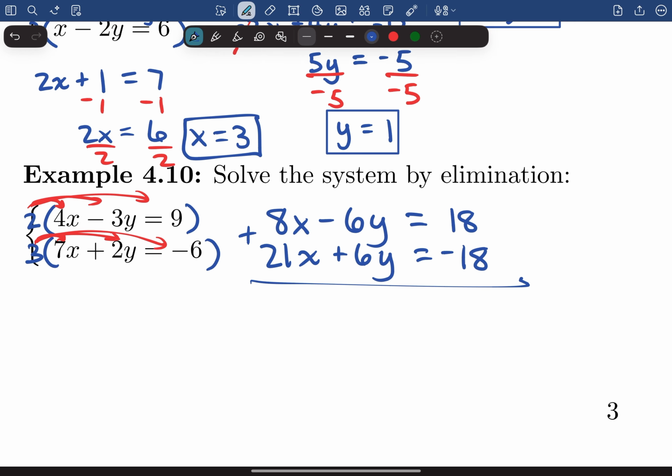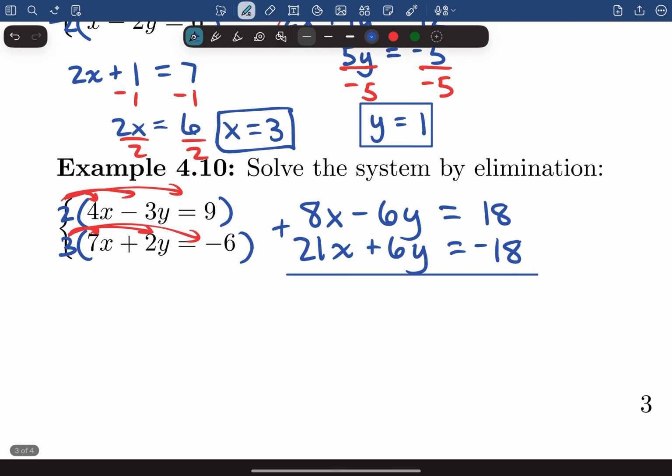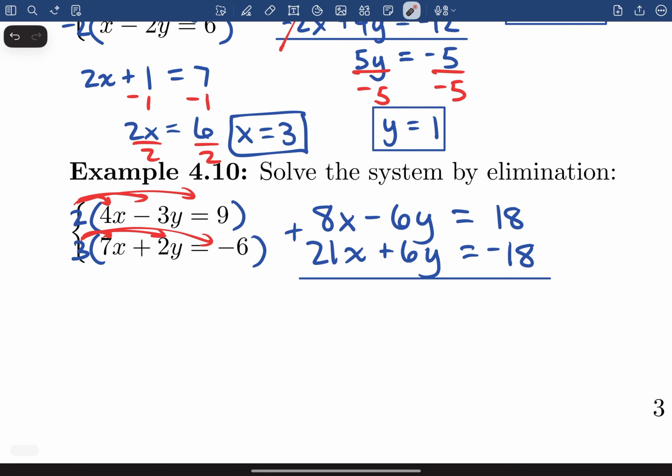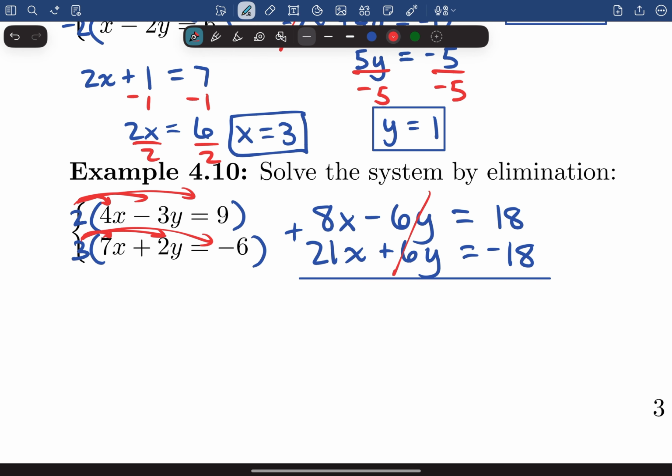And now we can do stacked addition to the two equations. It's this cool thing. You didn't realize you can do this, but you can. You can do stacked addition to the two equations. Okay, and what you'll notice is that I now have -6y and positive 6y, and when I add them together, they cancel each other. So these y variable terms cancel. And all I'm left with is 8x plus 21x, which is 29x. Let's do it in blue. 29x. And that equals 18 plus -18, which is 0. And now I divide by 29. Let me do it in red.